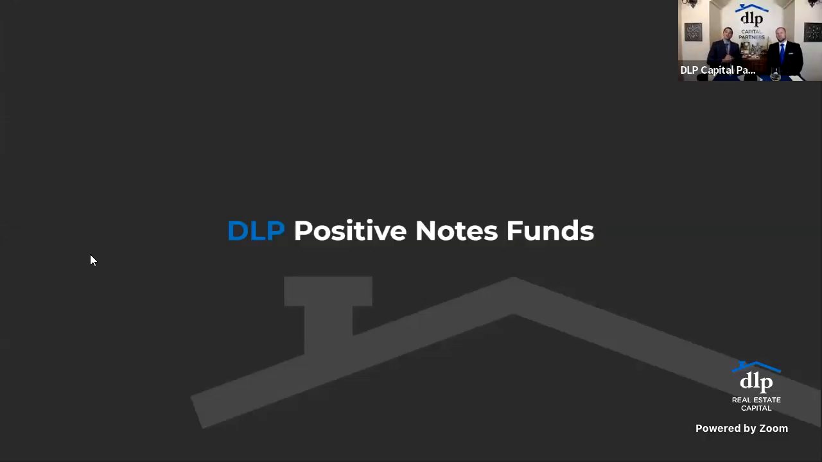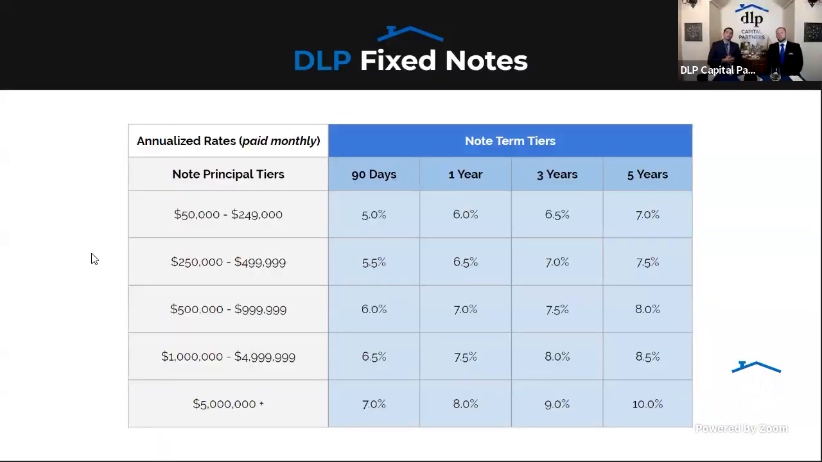And then third, we have the DLP Positive Notes Fund. This is our newest iteration of our fixed notes that we've been offering for many, many years, where we give investors the ability to get a fixed return on your investment. So when you come and invest in this vehicle, those returns you see on the screen are exactly what you're going to earn. There's not a fee that comes out of those returns. You have the option of taking distributions every month. You have the option of letting it compound and grow and get the power of compounding interest.